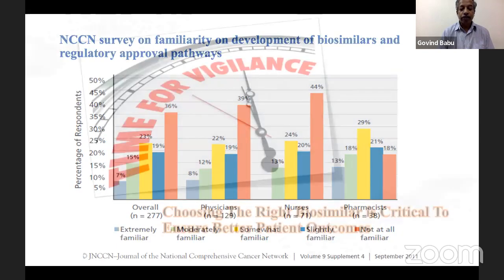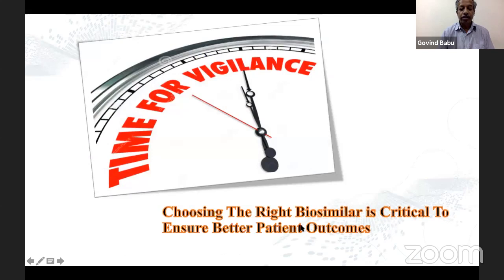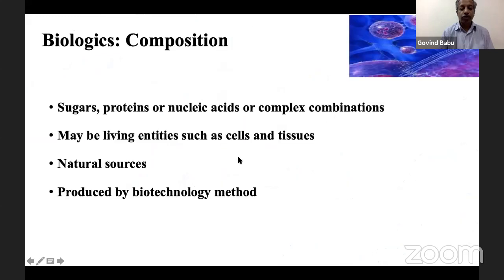So time for vigilance: choosing the right biosimilar is to ensure better patient outcomes. A few things we need to know about biologics is that they are complex molecules. They have sugars, proteins, nucleic acids, and complex combinations. They may be living entities such as cells and tissues that are involved, their natural sources, and biotechnology is the method by which all these are produced.